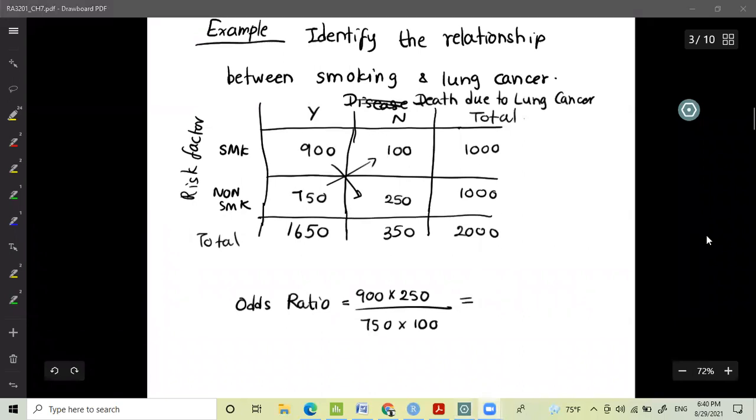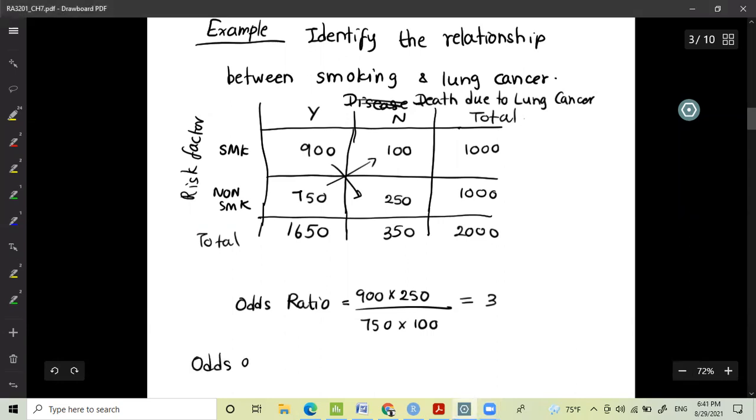Okay, so I have 3. Yes, the odds ratio is 3. Can you explain it? What is the meaning of odds ratio 3? You can say the odds of dying due to lung cancer is 3 times higher for smokers compared to non-smokers. Okay, so 3, okay, is that clear? You can say odds or risk, it's okay.